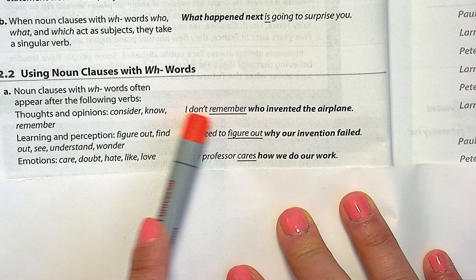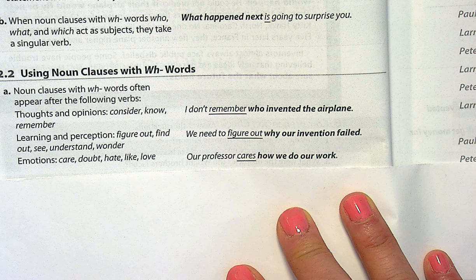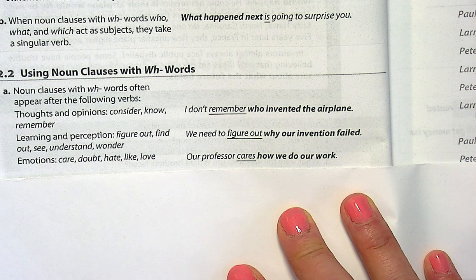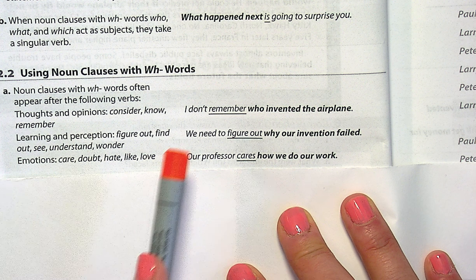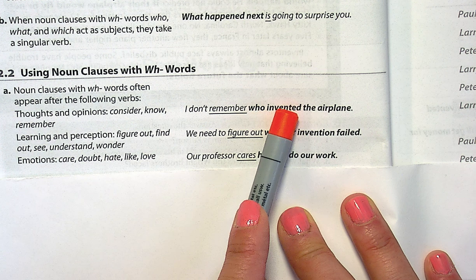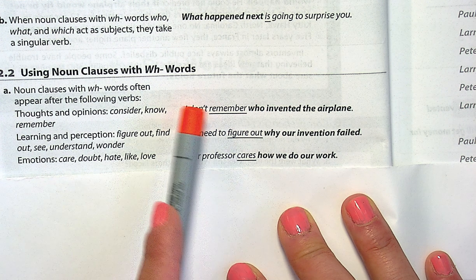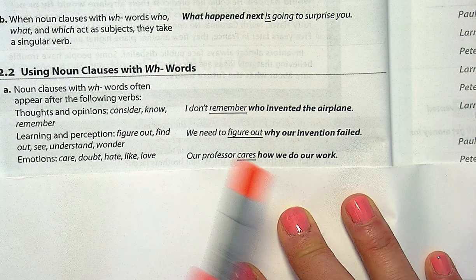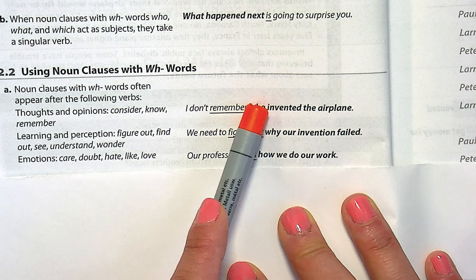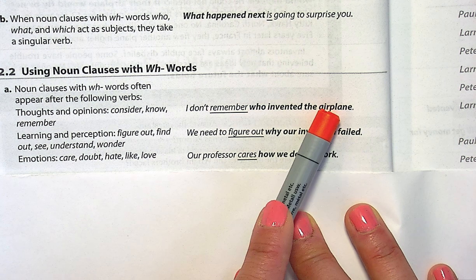I don't remember who invented the airplane. Maybe our question is, who invented the airplane? And you could say, I don't remember who invented the airplane. This is your complete sentence answer. I don't remember something. And that something is who invented the airplane.